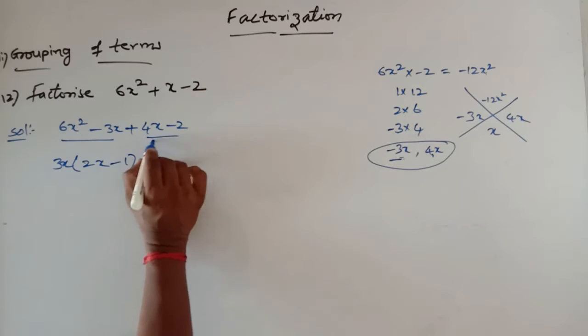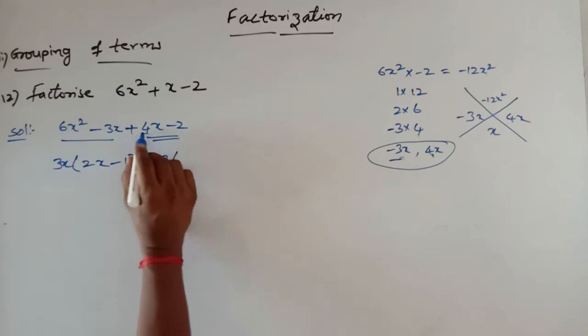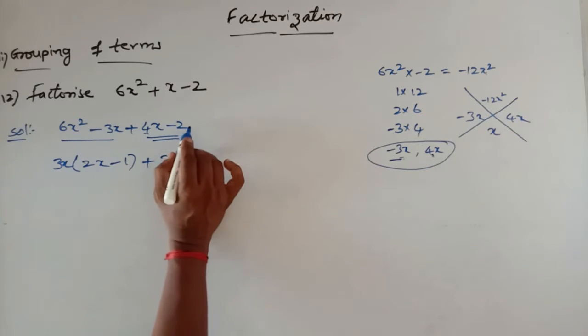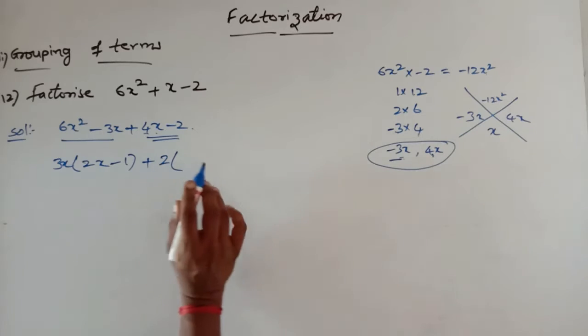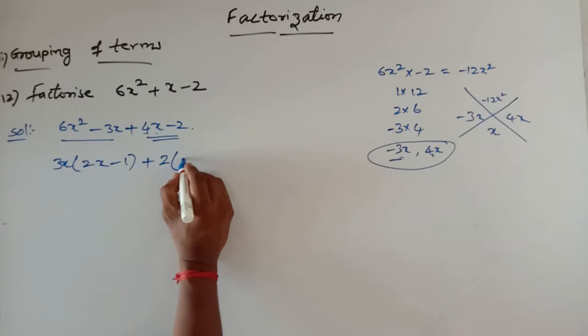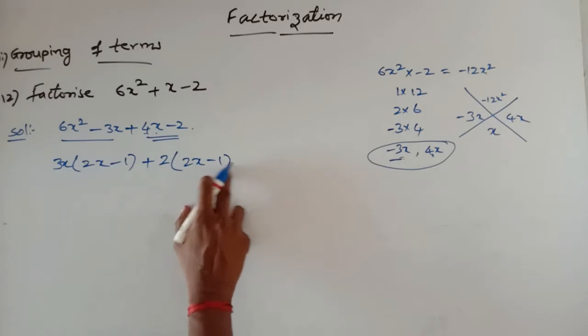Plus, in these what is common? 2 I am taking common because in both cases 4 is divisible by 2. So I am taking 2 common because the x term is there only for 4x, not for the constant. 2 into, so remaining will be 2x minus 1, because 2 gone means minus 1 here.